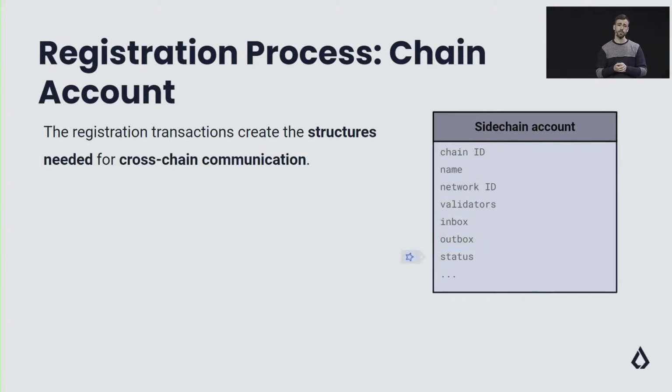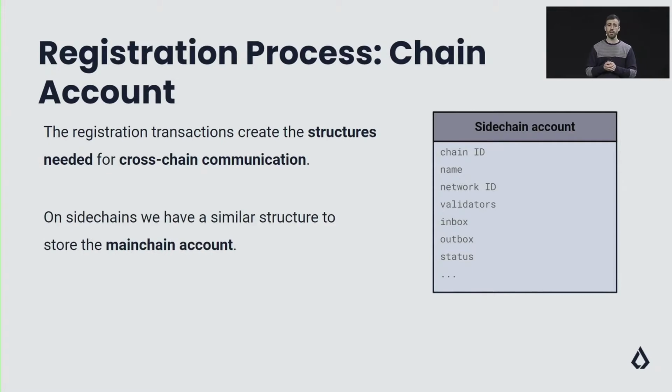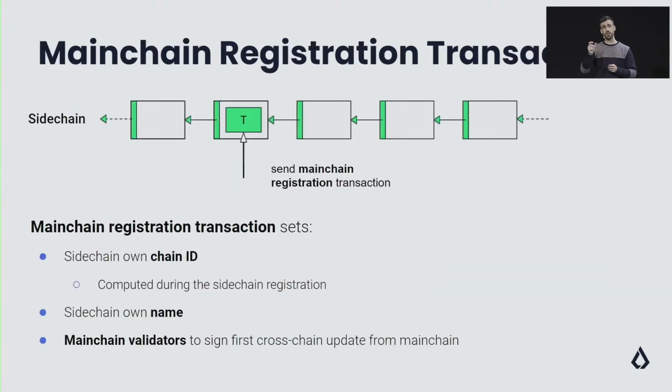And the last one is the status. A sidechain account can be registered, active, or terminated. Another important point to mention is that what I have been saying about the sidechain registration on the main chain happens almost the same for the main chain registration on the sidechain. This will be the second step in the connection to the ecosystem phase, which is done by this main chain registration transaction on the sidechain.